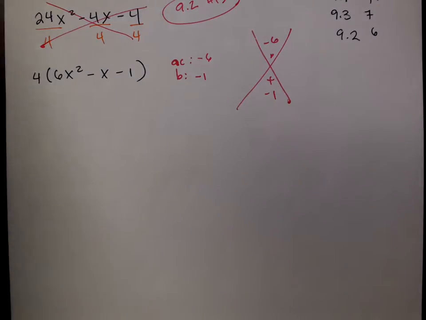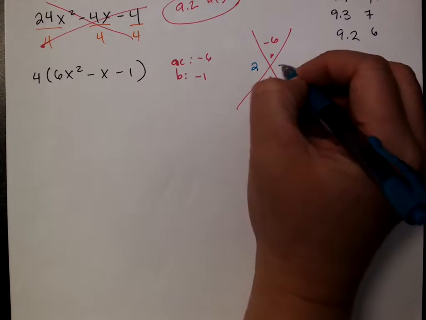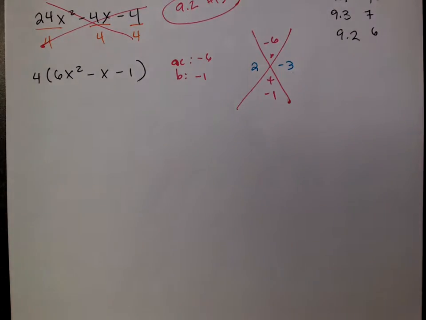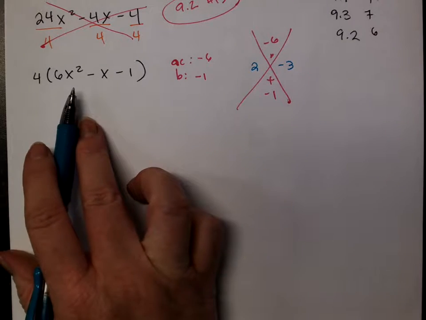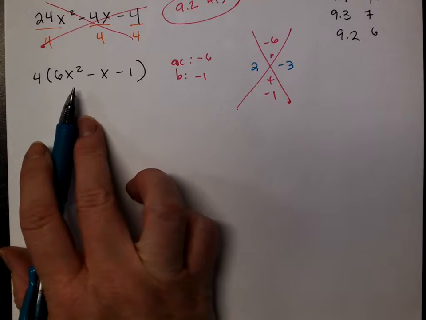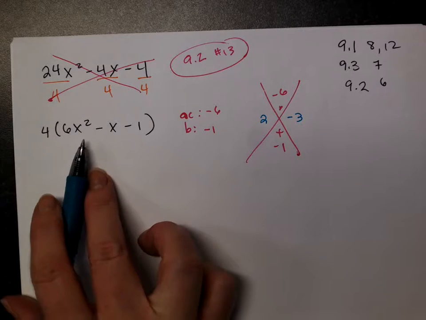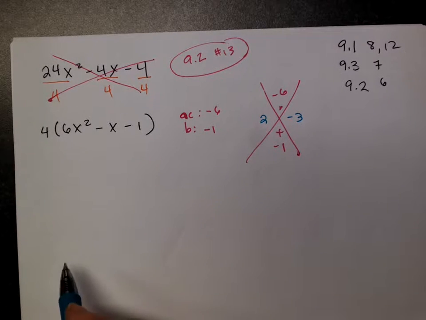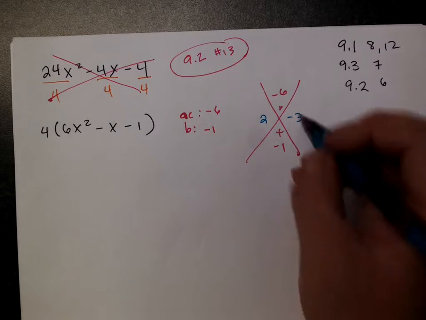Now 2 and -3, and I double check, yes, that multiplies to make -6 and it adds to make -1. But remember, this has a second step because a is not equal to 1. So our first step is ACB, and our second step is to split our middle.